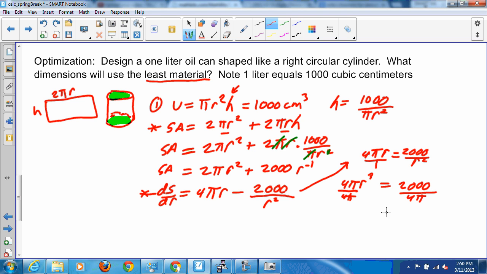You get what? 500 over pi equals r to the third power. And so to solve this, we have to take the cube root of both sides. Take the cube root of this side. And that gives me that r is equal to what? Approximately, let's see, 5.42.